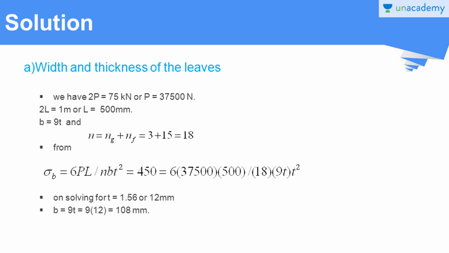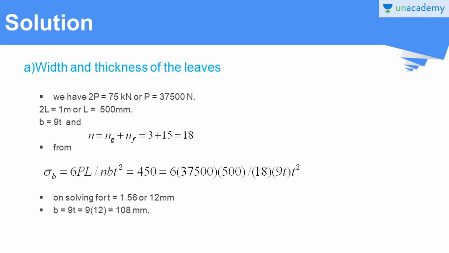On substituting these values P, L and n, we have 6 into 3 into 37,500 into 500 into 500 by 18 into 90 into t square. We just replaced the value of width with 90 from the relation b equals 90. So on solving for t, we have t equals 1.56 or 12 millimeters. So we have found the value of t equals 1.2 millimeters here.